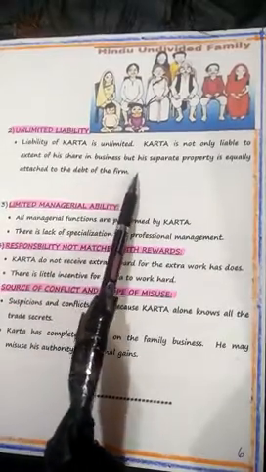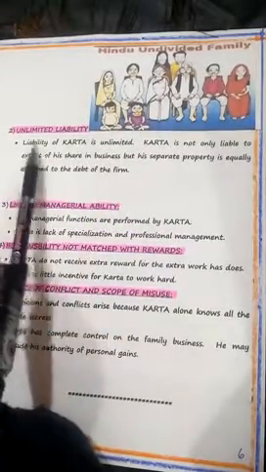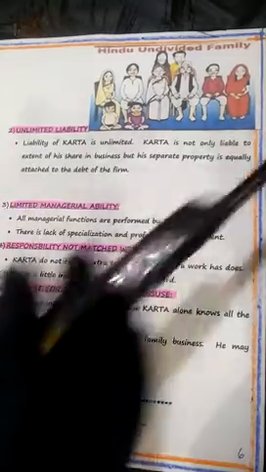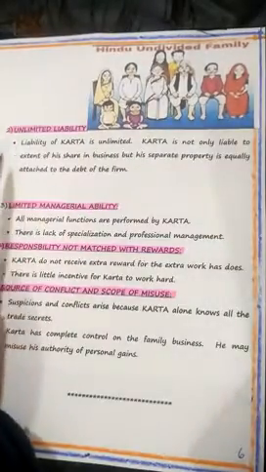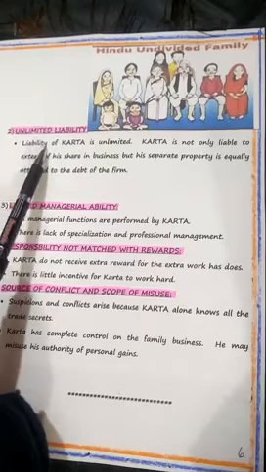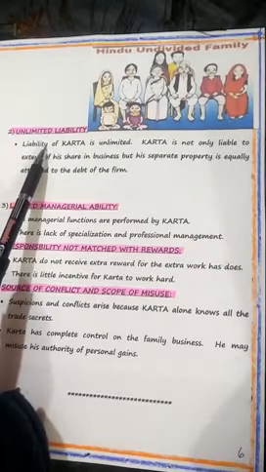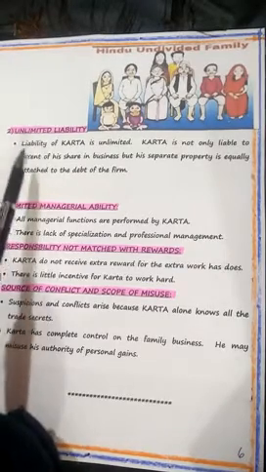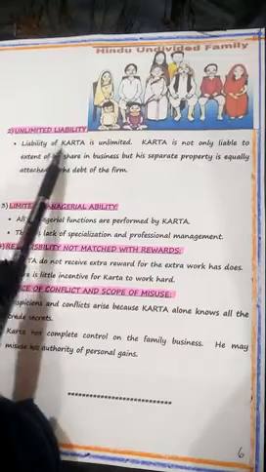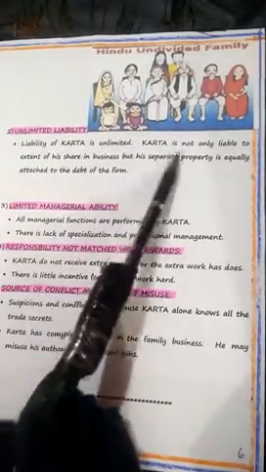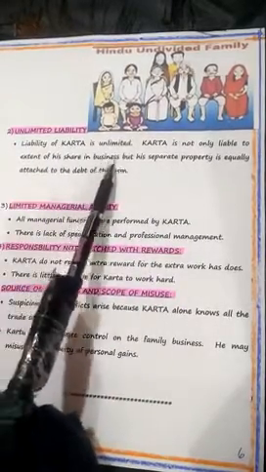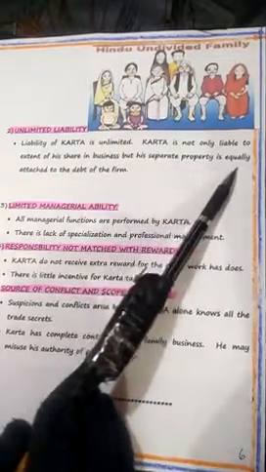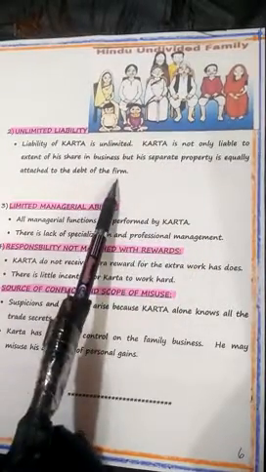Please make a note, children. Karta's liability is unlimited. What is liability? Again and again, I'm telling you, children: liability is nothing but responsibility, accountability towards the company's debts, borrowings, or credit standing. So that responsibility and accountability of Karta is unlimited. Karta is not only liable to the extent of a share in the business, but his separate property is also attached to the debt of the firm.